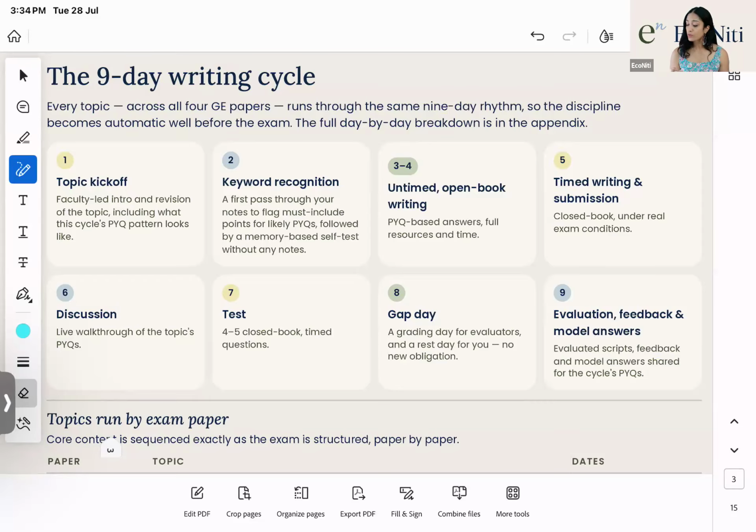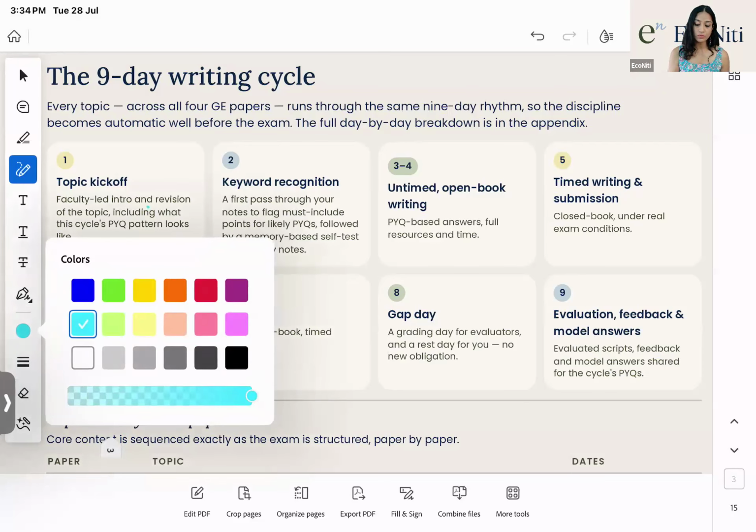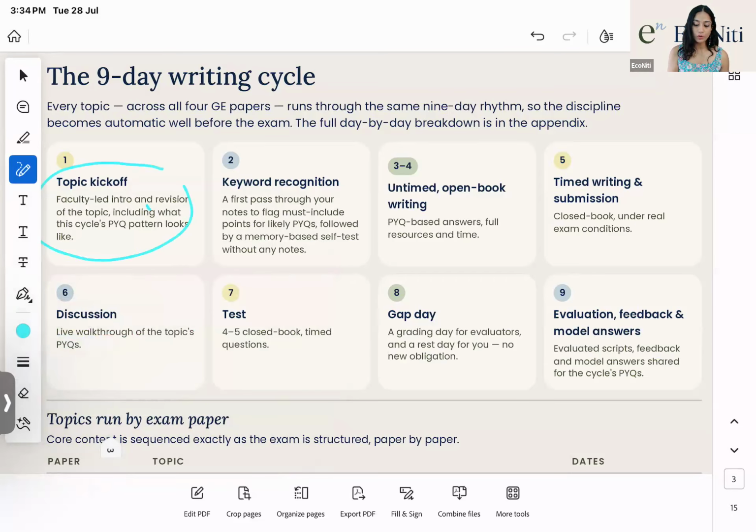Pillar number 2 is going to be your keywords and untimed answer writing. So हम क्या करेंगे हर 9-day cycle में, as you can see over here, we are going to talk about a particular topic जिसका calendar will already be set for you. We already showed you the calendar as well.